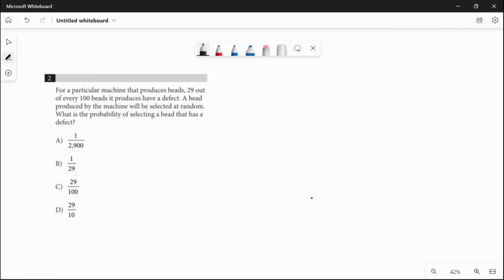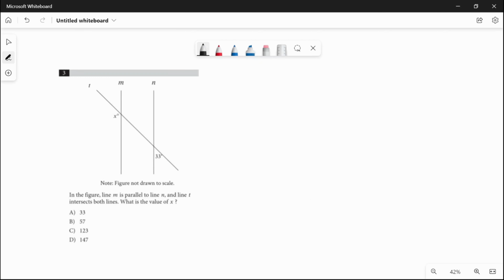Question number 2. For a particular machine that produces beads, 29 out of every 100 beads produced have a defect. A bead produced by the machine will be selected at random. What is the probability of selecting a bead that has a defect? For every 100 beads chosen, 29 will have a defect. Therefore, the probability will be 29 over 100. So the answer is choice C.